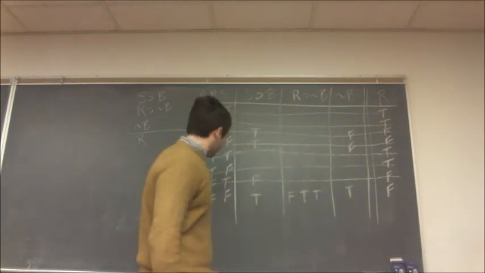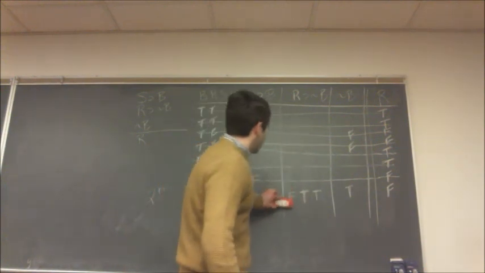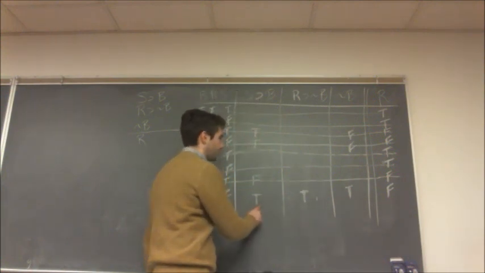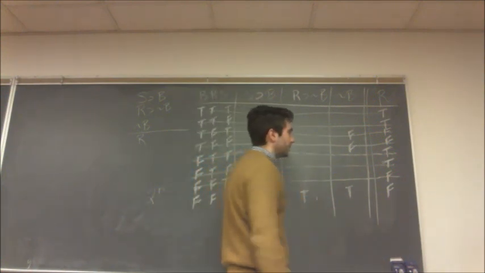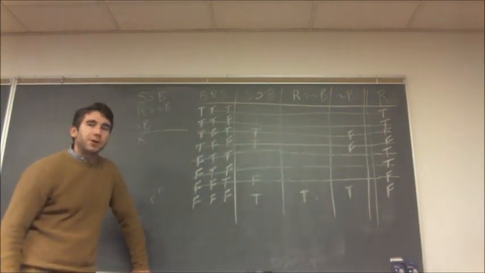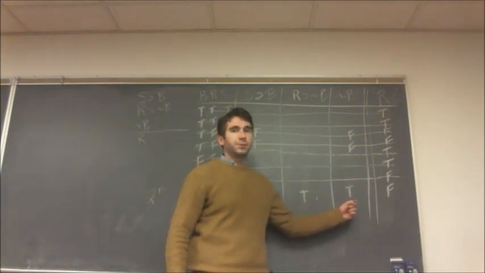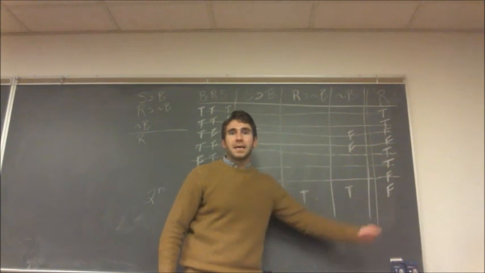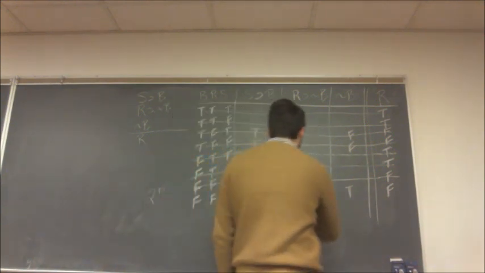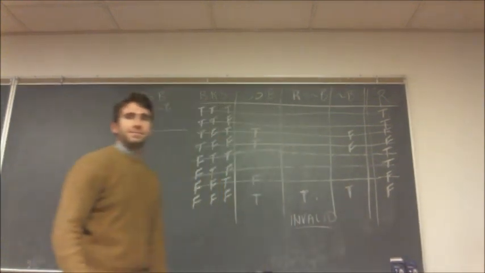Right? So what we're left with, there's my eraser. What we're left with, you'll note, is a true premise, true premise, true premise, false conclusion. Right? So what does that mean? Well, since an argument is valid if and only if it's not possible for the premises to be true and the conclusion false at the same time, it turns out that this argument is invalid.